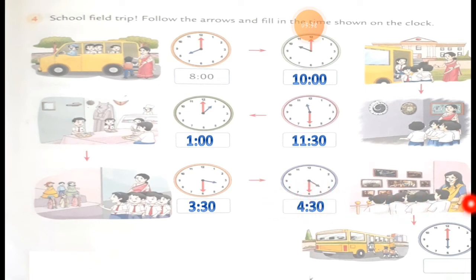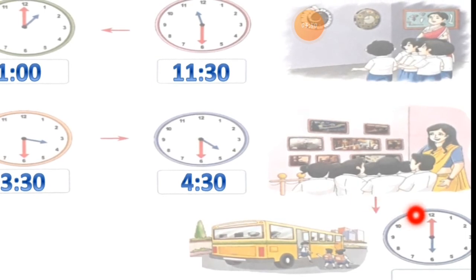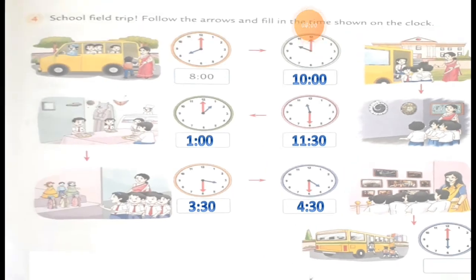Now the next thing is time to return to home. It means back to home. At what time? So here you can see the next clock. The long hand, which is the minute hand, is pointing to 12. It means 00 minutes. And the short hand is pointing to 6. It means 6 o'clock. You can see this is 6 o'clock. So at 6 o'clock they go back to home.